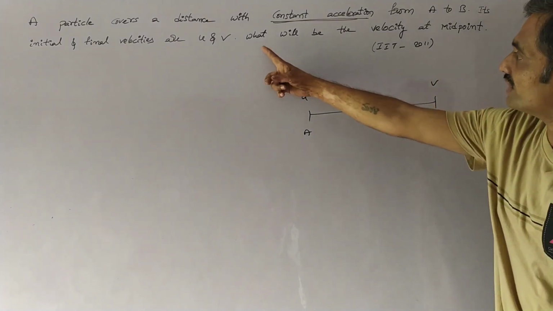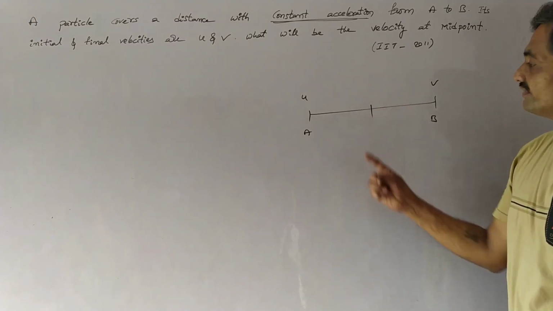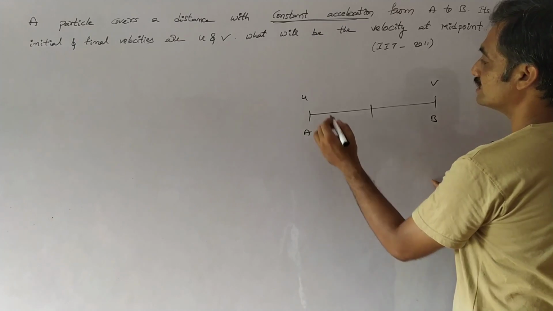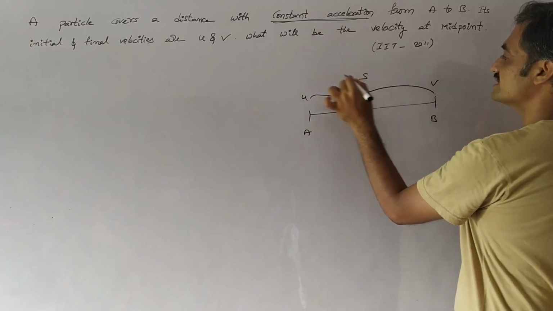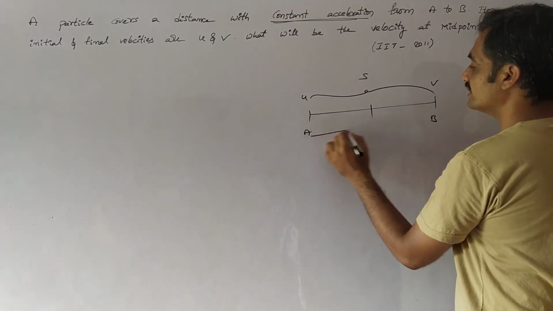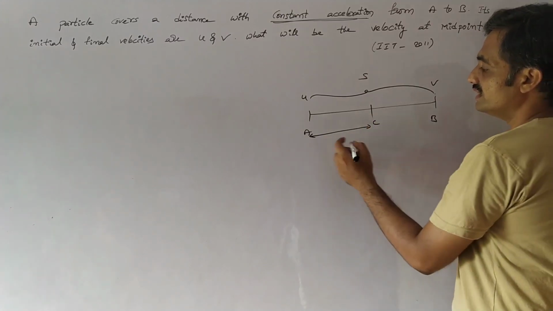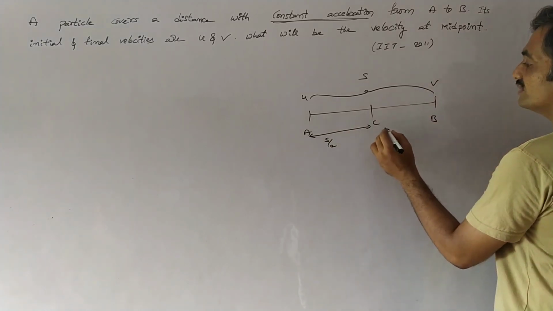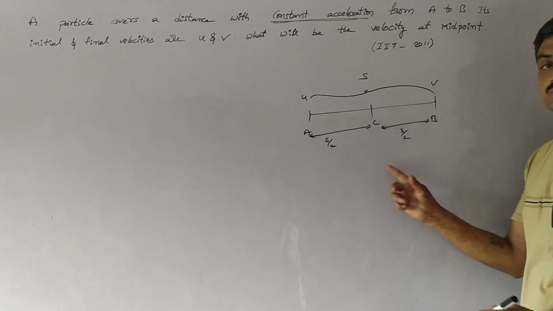Next, what we have to find? We have to find the velocity at the midpoint. So here, in order to find this, let us consider the total distance travelled by the particle as s. Then the midpoint means exactly half of the distance. So up to this point, let us consider it as C. Up to point C, the distance travelled by the particle is s by 2, and from C to B, the distance travelled by the particle is again s by 2.